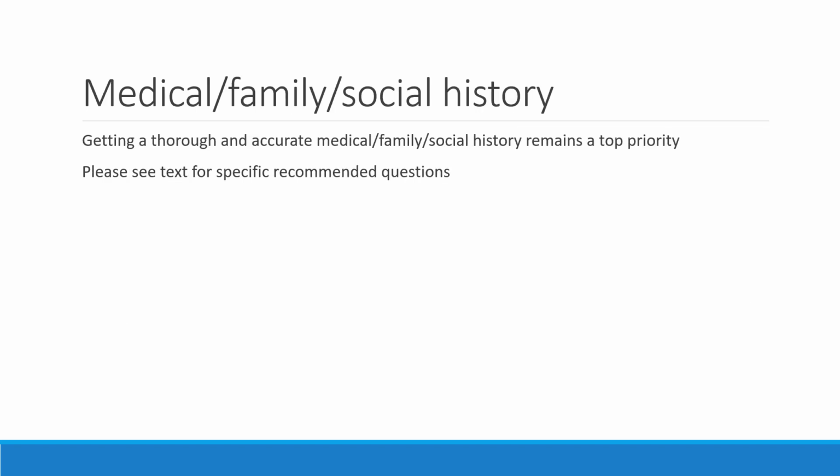In the medical, family, and social history, we need to get a thorough and accurate history. This remains a top priority. Social determinants of health are very important. So sometimes I'll have students ask, well, why are we asking all these personal questions to our patients? And we really need to know, financially, are they able to buy food that they're supposed to be eating? Do they have celiac disease and can't afford the gluten-free options? Do they have a safe place to live? All of this plays a big role in your patient's health. So making sure that we're getting a thorough medical, family, and social history is very important.